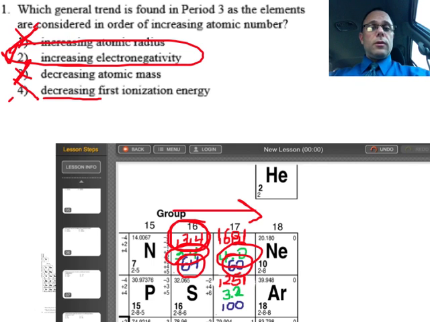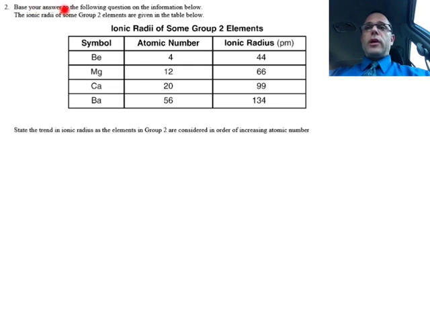So the answer for number 1 is 2. So here's question 2. Base your answer on the following question on the information below. The ionic radii of some group 2 elements are given in the table. So these are all about group 2 elements, and here they are. Here is the atomic number for each, and here is the ionic radius in picometers. The question states, state the trend in ionic radius as the elements in group 2 are considered in order from increasing atomic number. So, from 4 to 12 to 20 to 56, what is happening to these numbers? We do need to talk about the trend as we increase in atomic number.